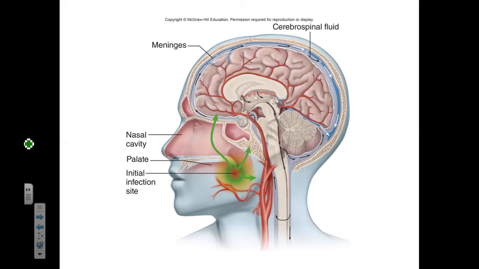Here we can see a mid-sagittal slice of the head, or at least the central nervous system, and we can see that our nasal cavity and our oropharynx are primary sites of entry for the pathogen to get to the meninges and cause meningitis.